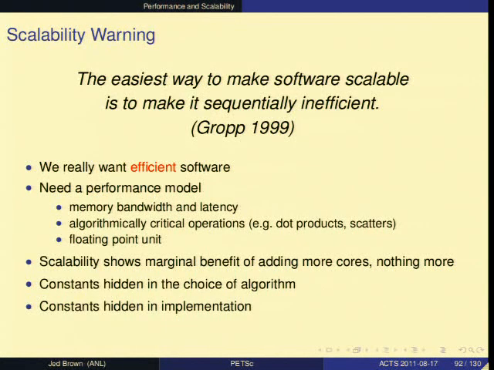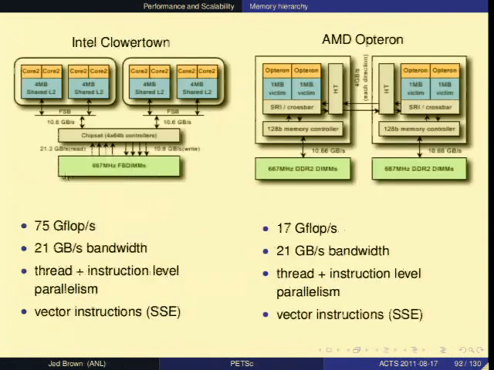Showing that it's scalable only shows you the marginal benefit of adding more cores. It doesn't tell you anything about doing science in a reasonable amount of time. Often there are huge constants hidden in the choice of the algorithm or in the implementation somewhere, and you want to draw out those constants. Drawing these out is quite difficult frequently.